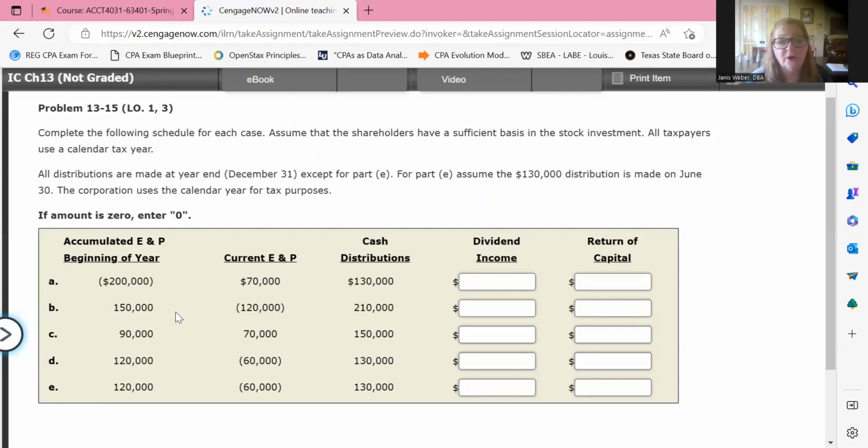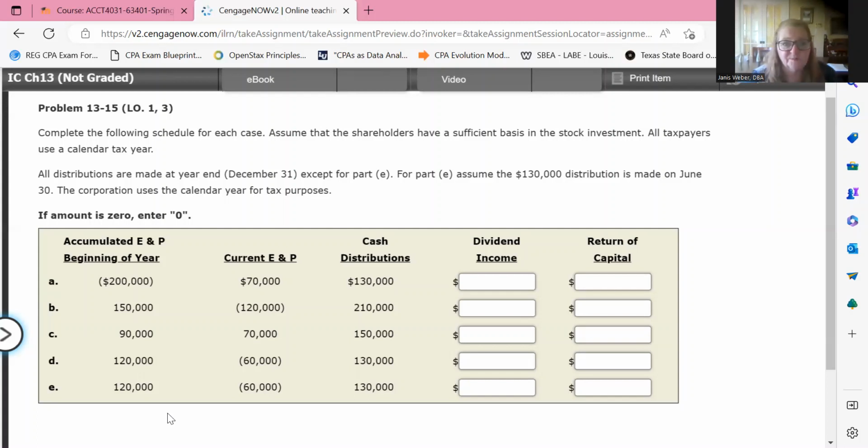So assume that $130,000 distribution is made on June 30th. The corporation uses the calendar year for tax purposes for Part E, just Part E. The rest of them are all calendar year basis. So we'll assume these are 5 separate cases. They do not accumulate. They're not necessarily related at all.